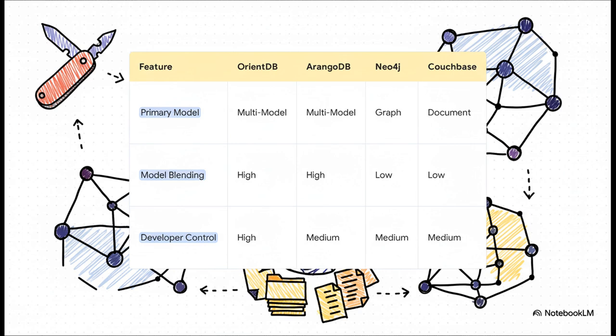And if you look at this comparison, you can really see its unique position. You've got amazing specialized databases out there like Neo4j, which is a king in the graph world, or Couchbase for documents. But OrientDB's superpower is how deeply it blends these models together. What does that mean? It means a developer can write one query that starts by traversing a graph and then seamlessly pulls in data from a document. It's all one fluid operation, which gives them a ton of power and control without ever leaving the system.